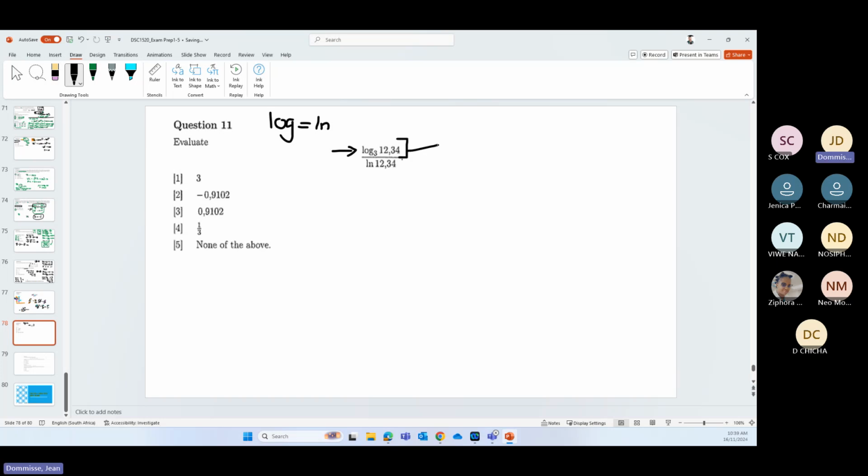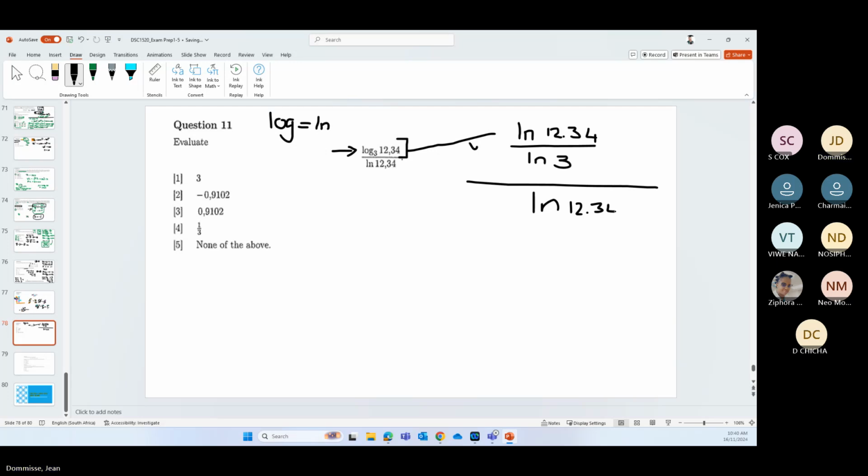So how we would do that, log base 3 of 12.34, how we can work it out is to say log or ln of 12.34 divided by log or ln of 3. Okay, so that would work out that top part. So if we have that answer, then we just divide by the ln of 3.